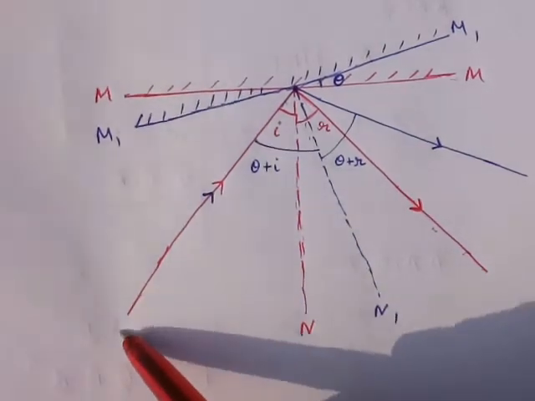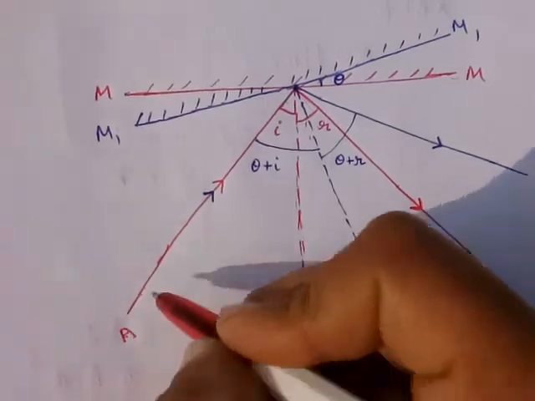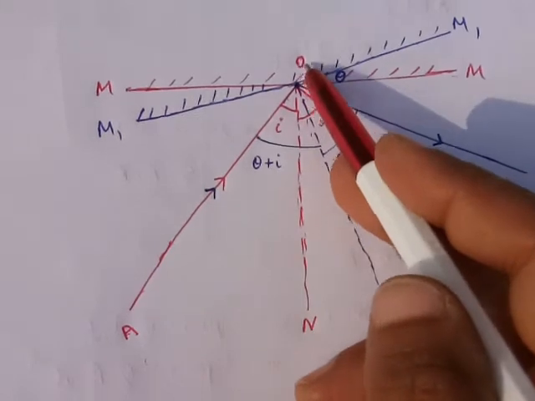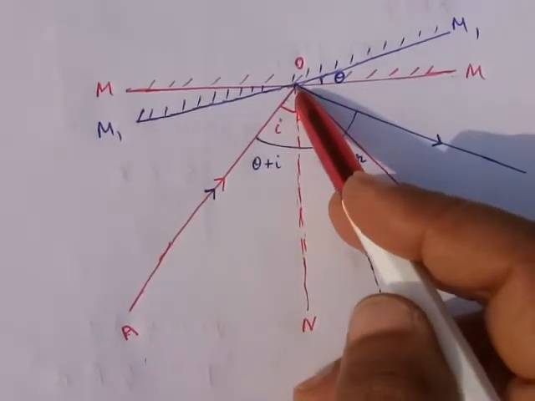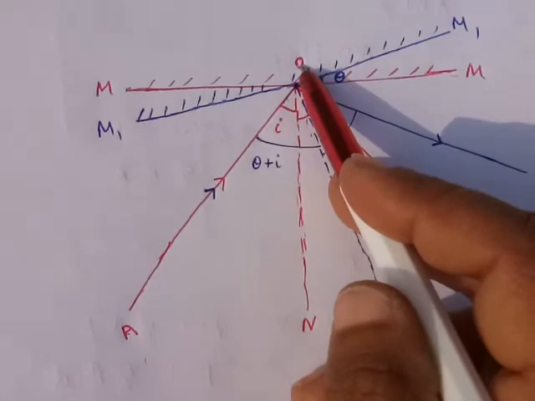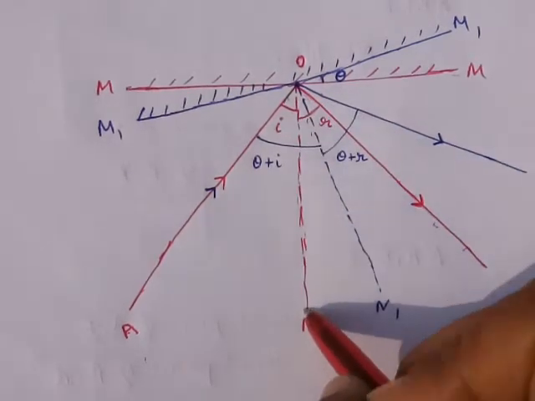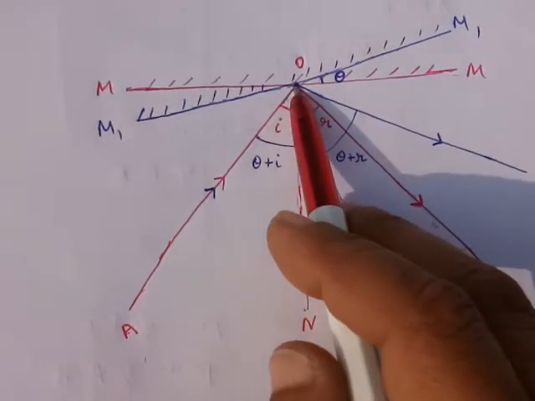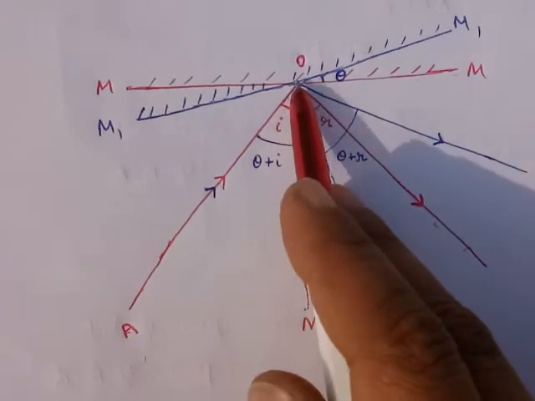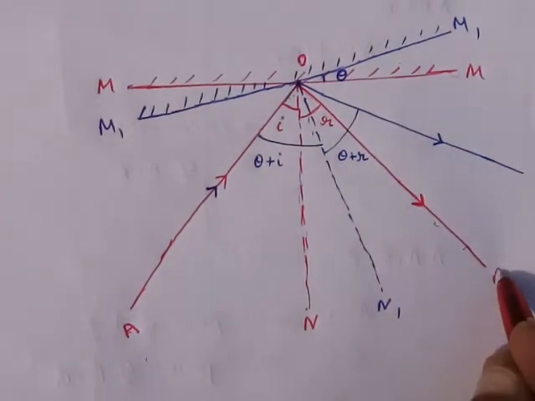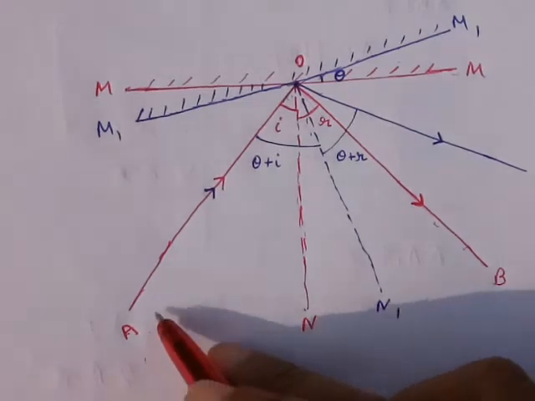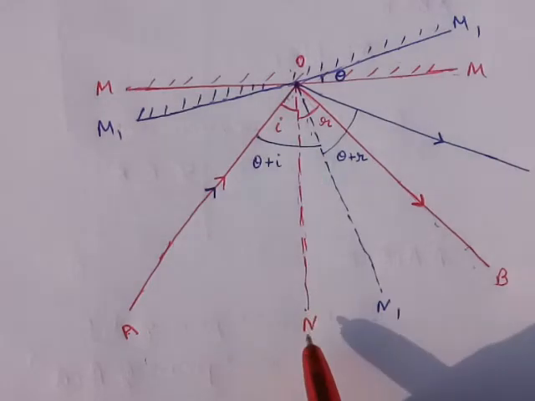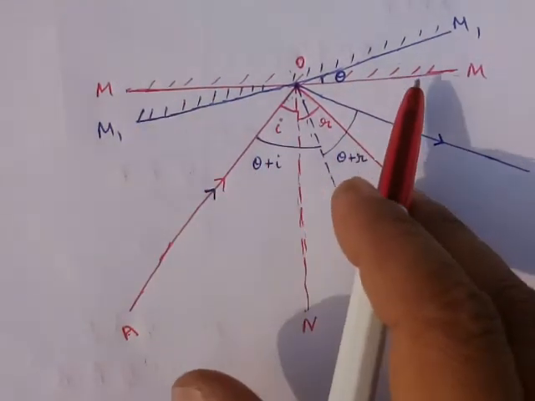Then this ray, let us call it AO. AO is the incident ray that strikes the mirror MM at point O. It means O is the point of incidence. Then ON is the normal to the mirror MM. After striking the mirror, the ray of light is reflected along OB. It means AO is the incident ray, OB is the reflected ray, ON is the normal and the mirror is MM.